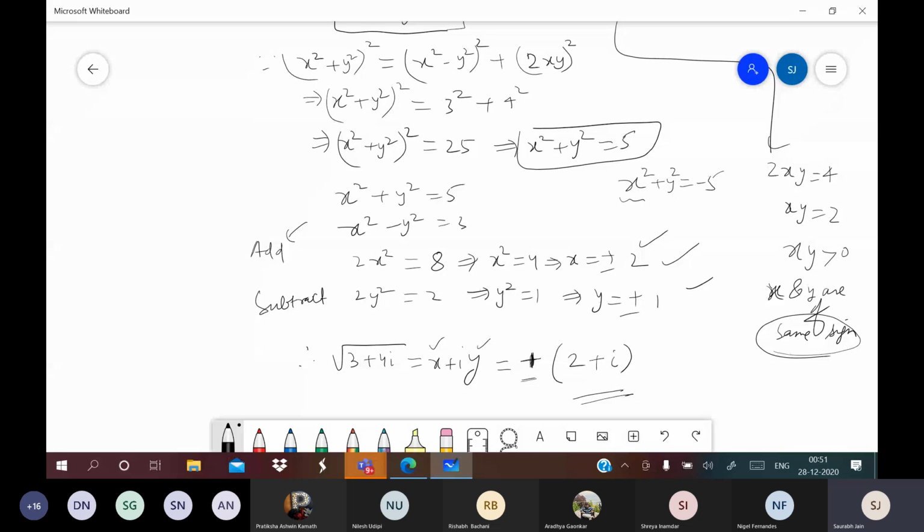This is a square, which is a positive number, right? Or at least it can be 0. Then we have y square. The same goes for this. It can be positive or 0. And in between there is a plus sign. So, can the sum of two non-negative numbers be a negative number? No. That is why.